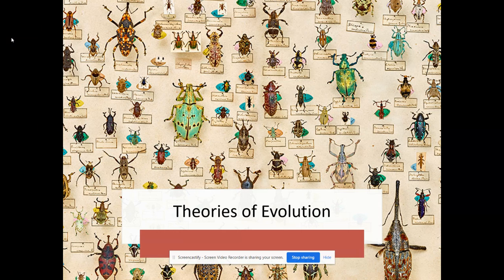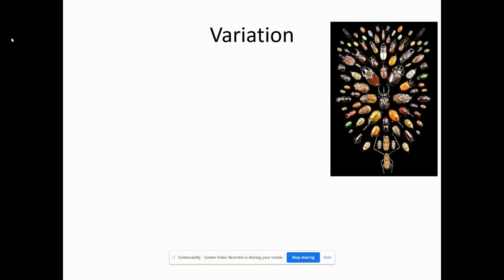Get to talk to you about our theories of evolution here today. So we'll just get right into it. Theories of evolution, looking at how there are so many different variations of things. If you look at the picture here on the slide, you can see there are a bunch of different beetles. Looking at how do we get so many beetles, right?